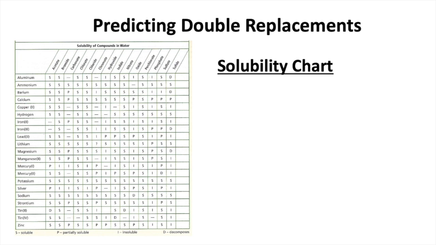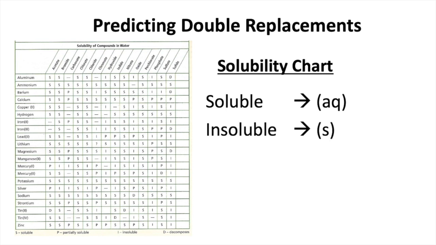one of our main tools is the solubility chart. So this should be on the other side of the activity series that you were given. And we can use it to figure out if a compound is going to be aqueous, dissolved in solution, or if it will come out of solution and be a solid. So if two ions on the solubility chart come together to be soluble, that means in the equation they will be aqueous for their state of matter. If two ions come together and they are insoluble or partially soluble, they will come out of solution and their state of matter will be a solid in the reaction.